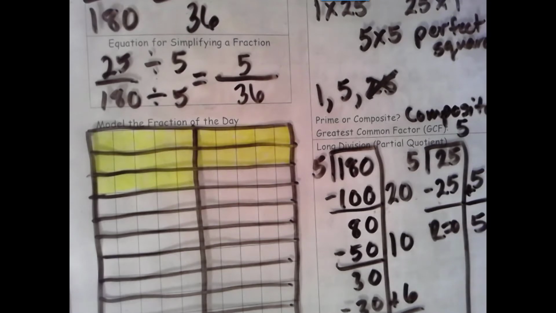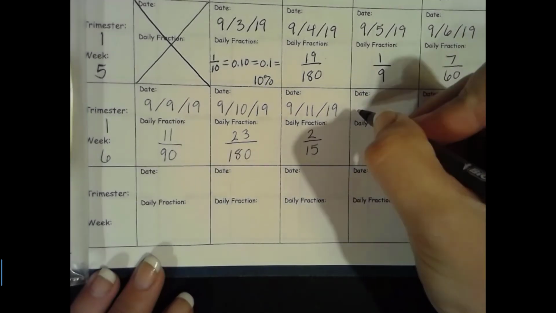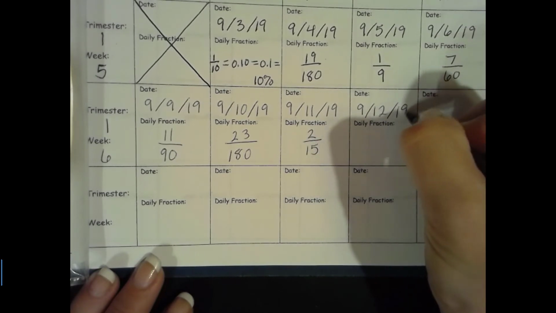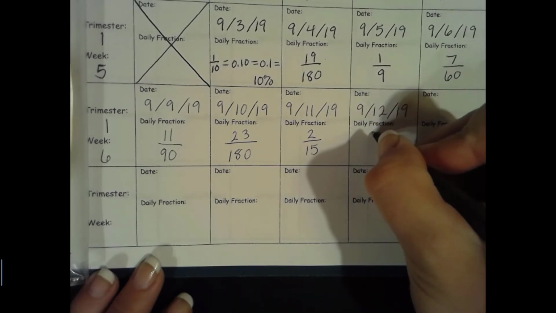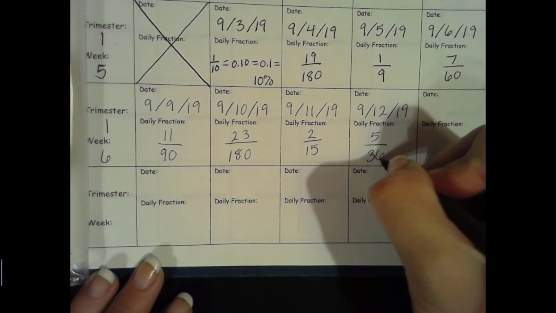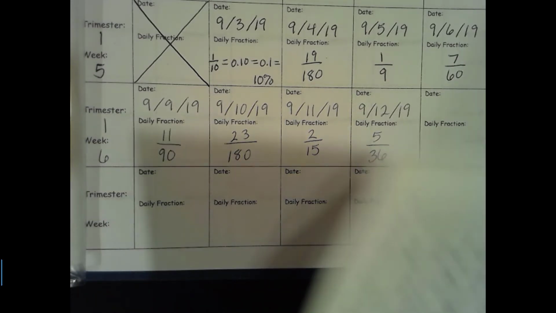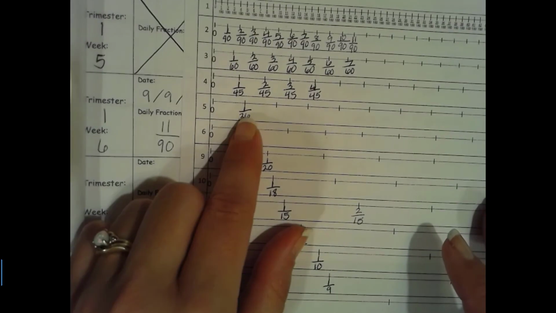Okay, now it's time to fill in our data collection page. Trimester 1, week 6. Today is 9/12/19. And our fraction for today is 5/36. Let's go ahead and get out our number line. We did groups of 5. The last one we have down is 1/36.